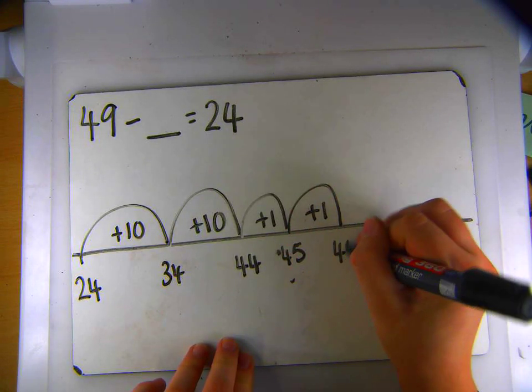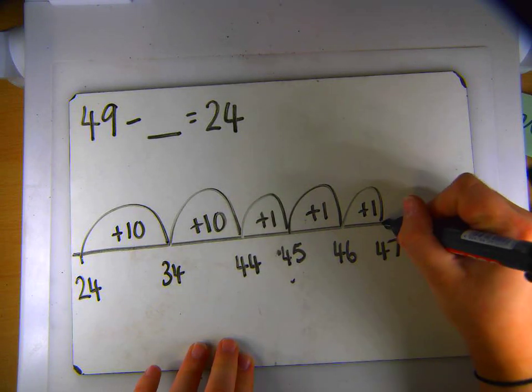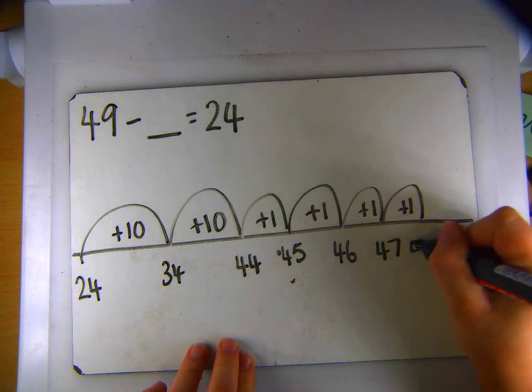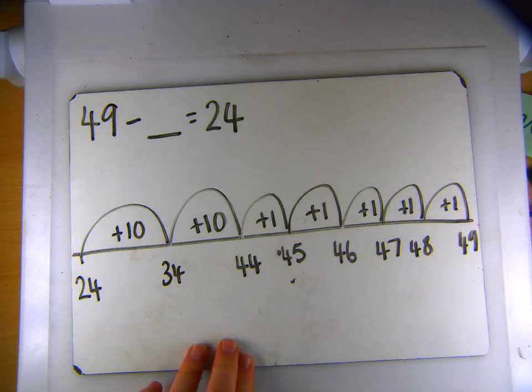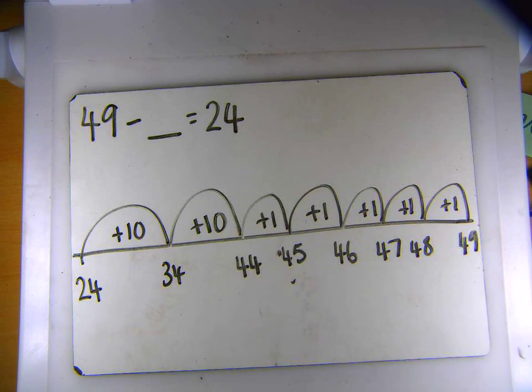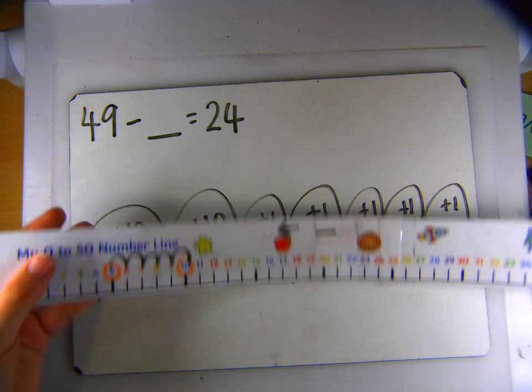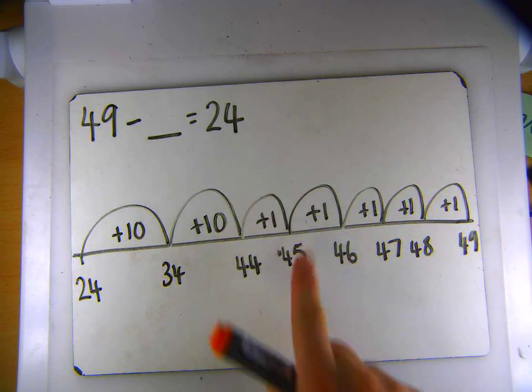Add another one, 46. Add another one, 47. Another one, 48. And another one, 49. And once I've got to my 49, then I stop. And I'm going to count how many jumps I've done. So very similar to what we did on this number line here. When we counted the jumps between the numbers, I'm going to do the same thing here.